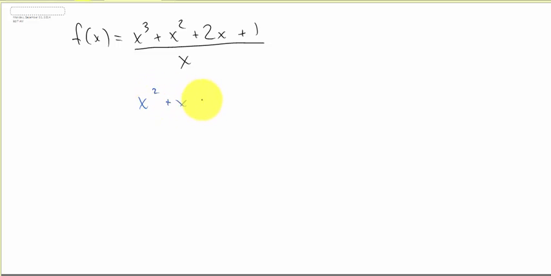x squared plus x plus 2 plus 1 over x. If I take the limit as x goes to infinity of that, what happens? Well, the last term effectively becomes 0. The limit of 1 over x is 0. And the rest is infinity, but it's following the path of x squared plus x plus 2. This function has an asymptote that is a parabola, ladies and gentlemen. Asymptotes don't have to be lines.